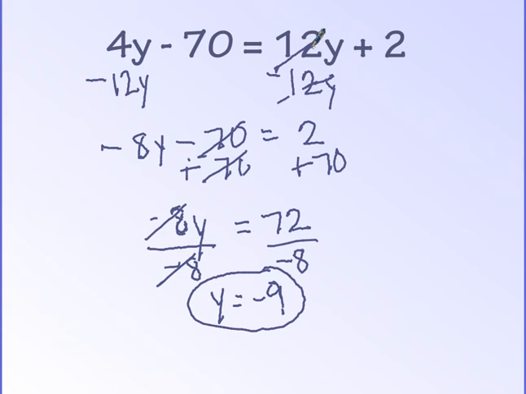Remember to go back up and double check that your answer is the right one. On the left hand side, I would get 4 times negative 9, which is negative 36. Subtract another 70. That would give me negative 106. On the right hand side, I would get 12 times negative 9, which is negative 108. And I still have to add 2 to that. Negative 108 plus 2, again, gives me negative 106. Since both sides are equal, I know I'm okay to move on.